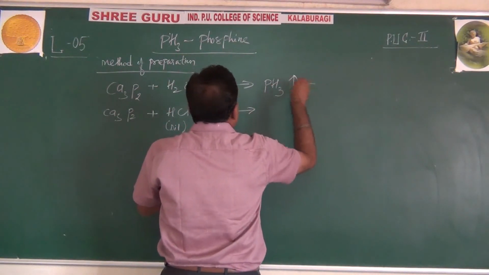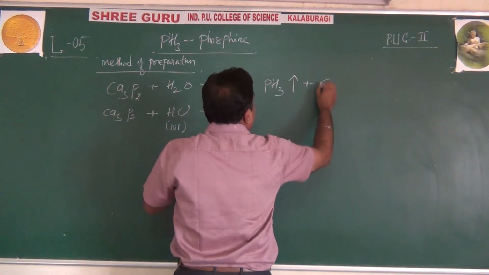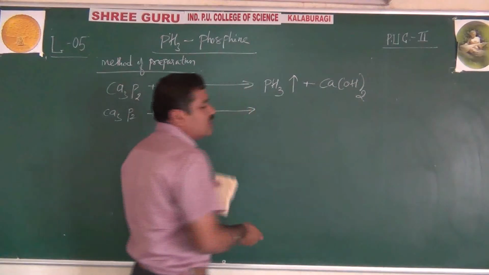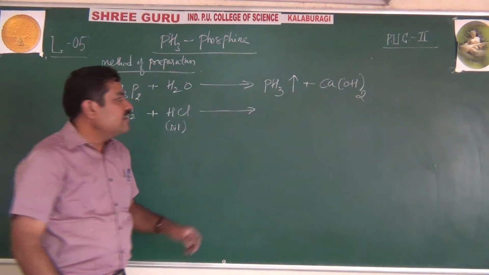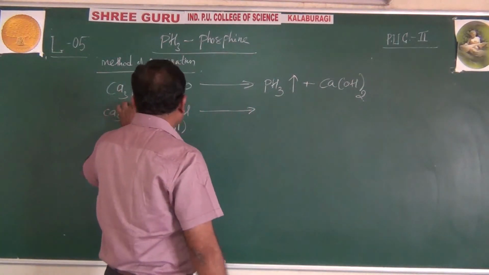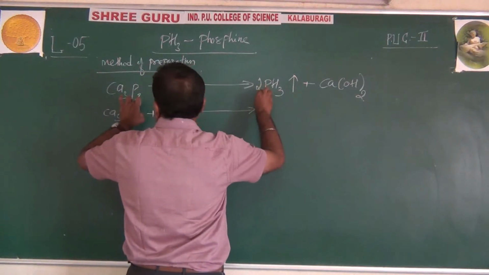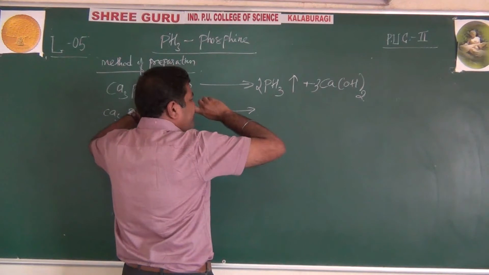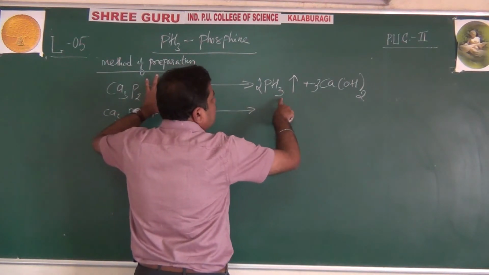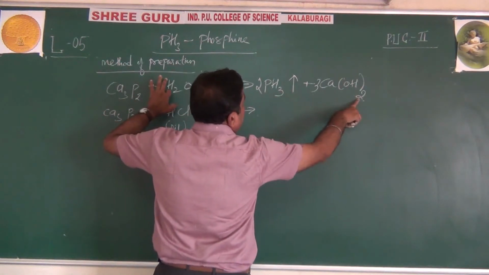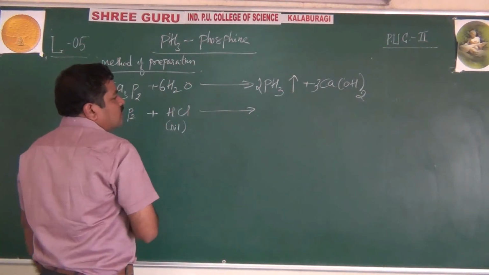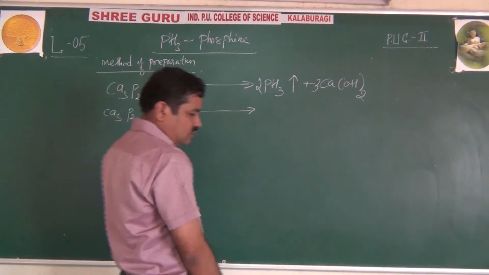along with calcium hydroxide, Ca(OH)2, taken twice. First you have to write these products. Now balance the equation: 2 phosphorus multiplied by 2, 3 calcium multiplied by 3. Lastly go for hydrogen balancing. 2 3s are 6 and 3 2s are 6, total 12. Therefore 6 H2O. See, oxygen is also balanced, hydrogen is also balanced.